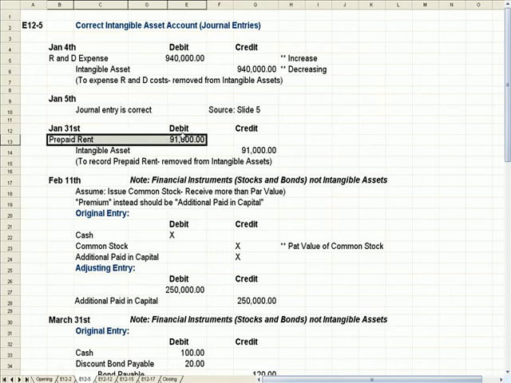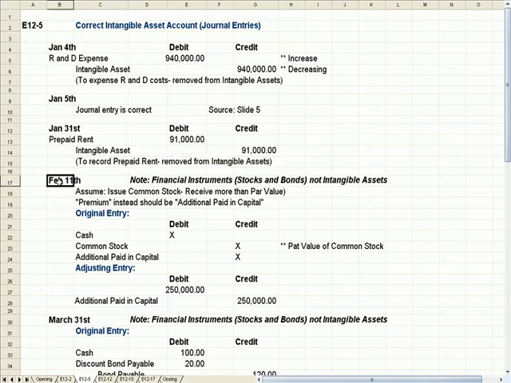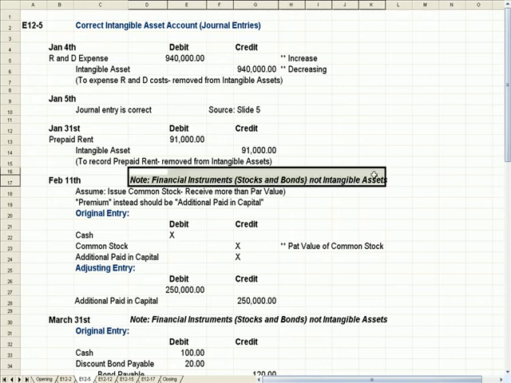Prepaid rent should be removed. That's a separate asset account that has nothing to do with intangibles. So we debit to increase prepaid rent. We credit intangibles to remove it from intangible assets. The February 11th entry reminds us that financial instruments, generally stocks and bonds, are not intangible assets.